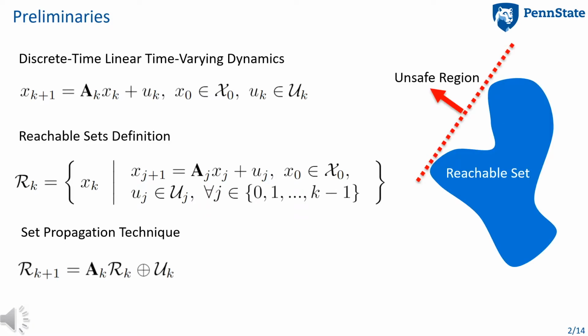Reachable sets are often used in verification problems to ensure constraint satisfaction of safety-critical systems under disturbance, input, and parameter uncertainties. Our goal is to find over-approximations of reachable sets with efficient computations, simple representations, and quantified errors.